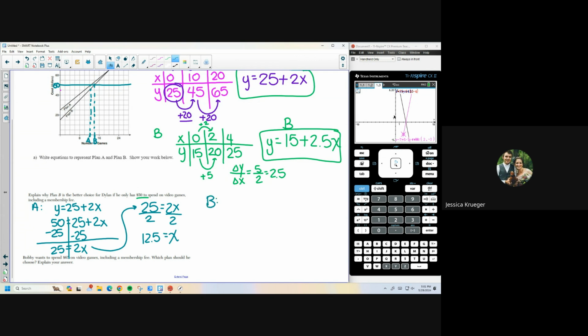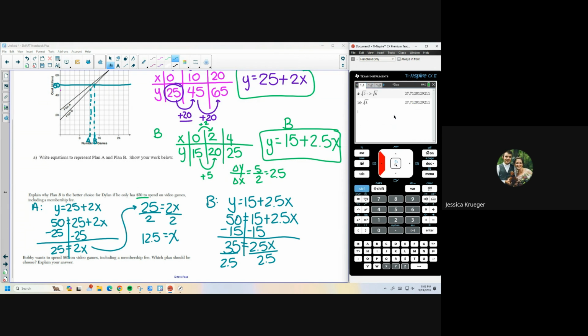For plan B, my equation is 15 plus 2.5x. I'm going to put 50 in for the Y value because that's the price, and I'm going to go ahead and solve. So I get 35 equals 2.5x. And I'm going to divide both sides by 2.5. So 35 divided by 2.5 is 14. So why is B a better choice? Plan B is a better choice because he can buy more games for $50 than he can with plan A.